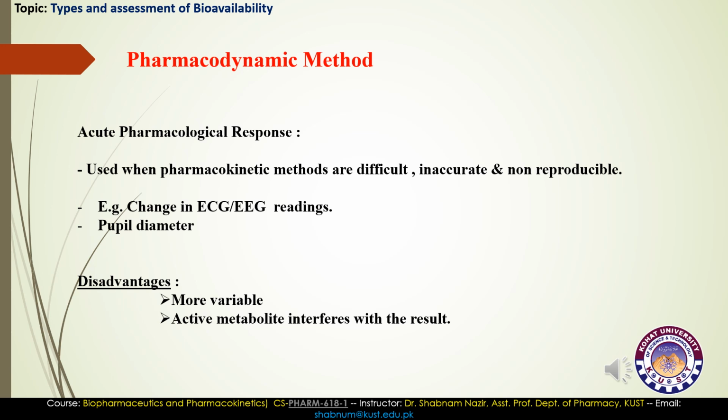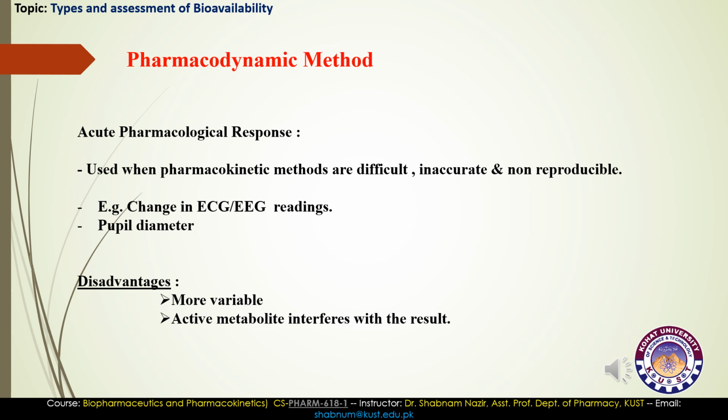Similarly, some drugs can induce a change in the pupil size. Some drugs might cause dilatation while others cause constriction. So, the change in the pupil size or diameter is another important pharmacological response which is used as a measure of the bioavailability.